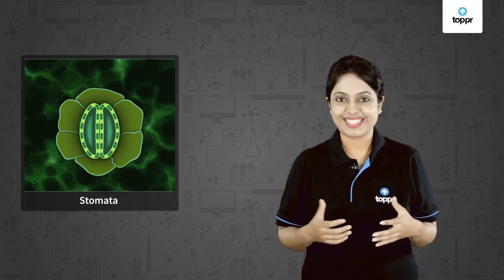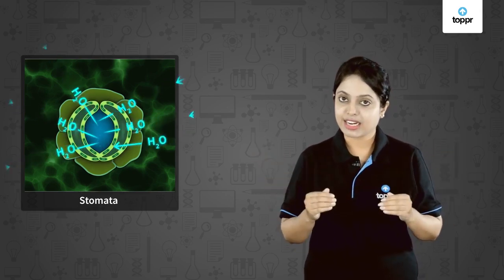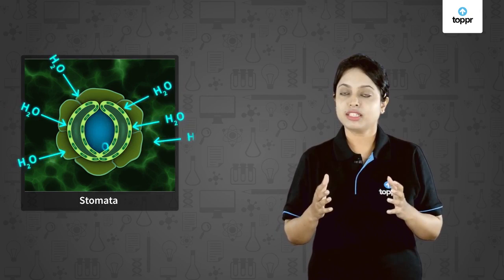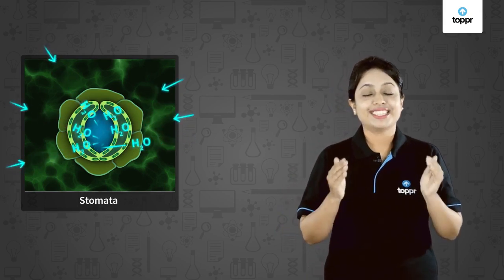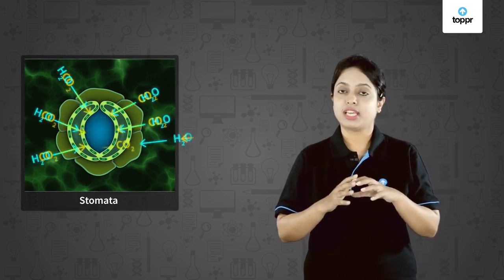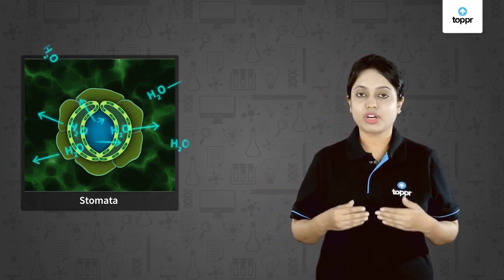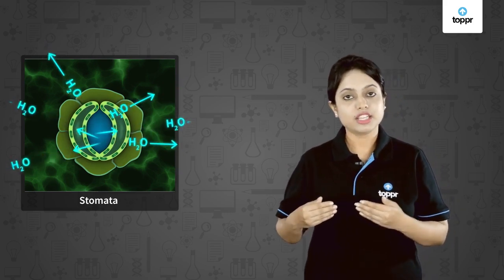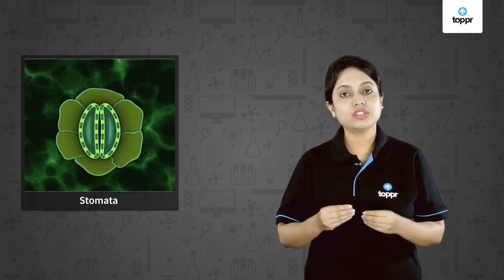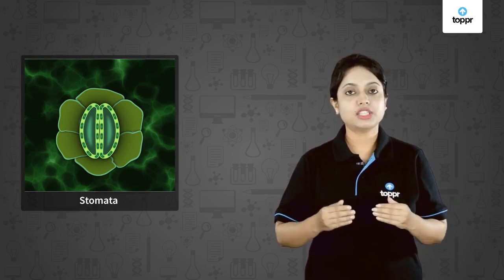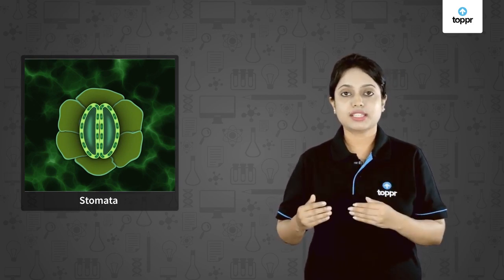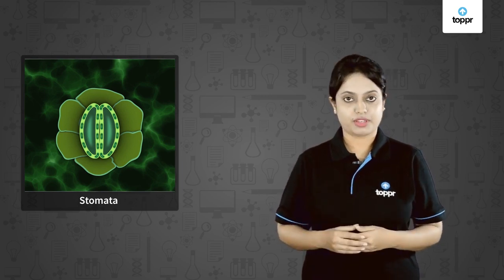Let's see how. When water flows inside these guard cells, they swell and thus open the stomata. In this condition, plants are able to take carbon dioxide from the atmosphere. While when water moves out of the guard cells, they shrink and in turn close the stomatal pores. In this situation, plants cannot exchange carbon dioxide with the atmosphere. Next, plants need water for the synthesis of carbohydrates. They absorb this water from the soil.